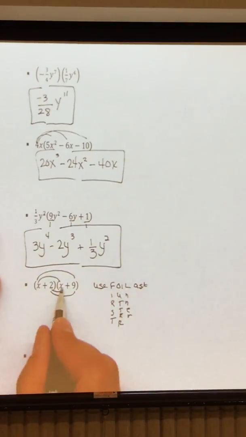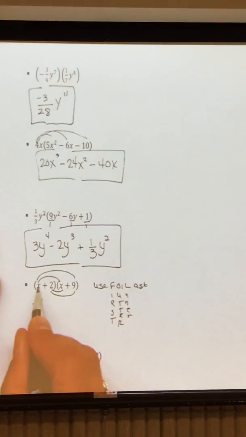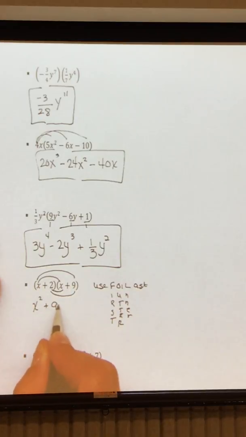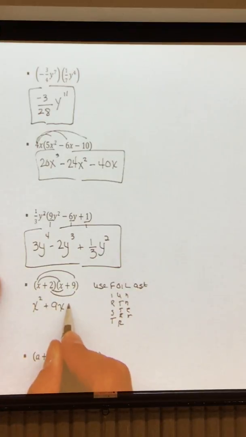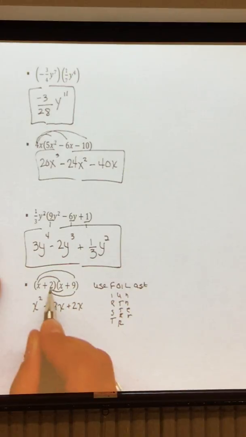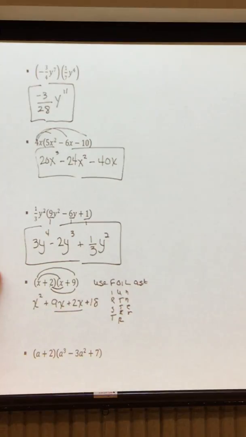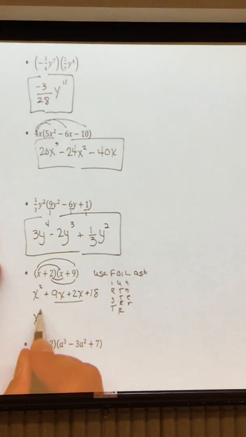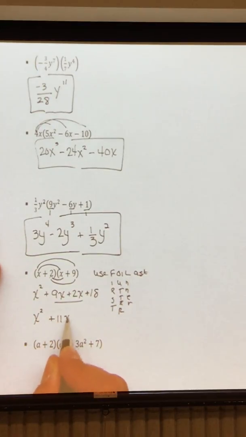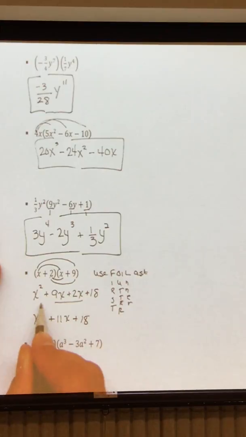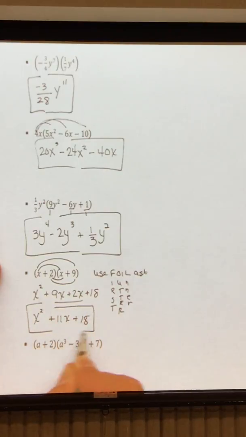So let's multiply x times x is x squared. X times 9 is 9x. 2 times x is 2x. 2 times 9 is 18. Now we can combine the middle terms. We have x squared plus 11x plus 18 is our answer.